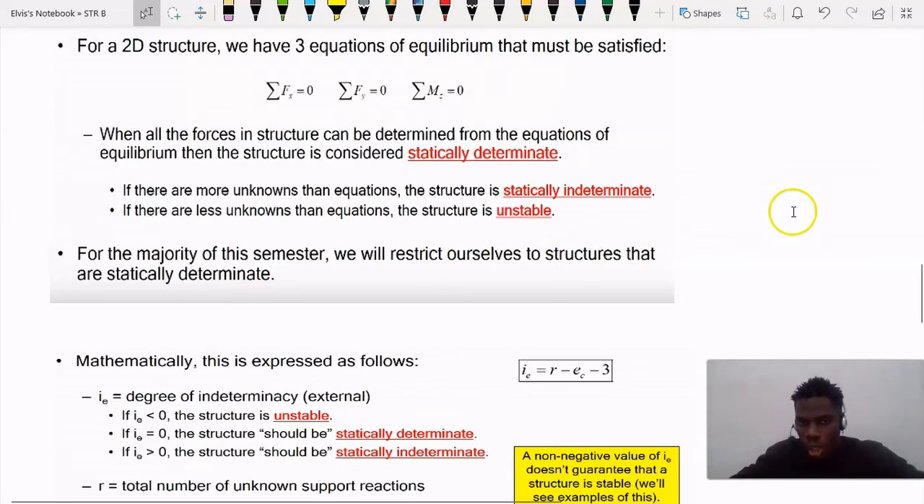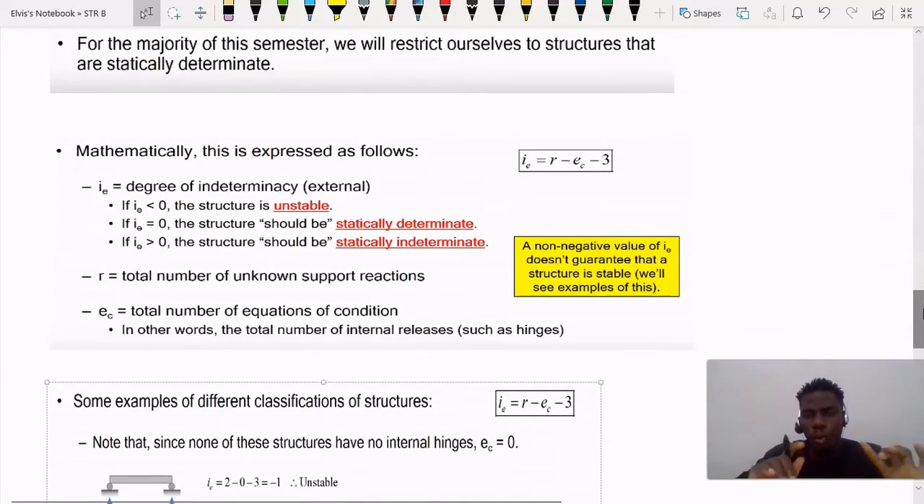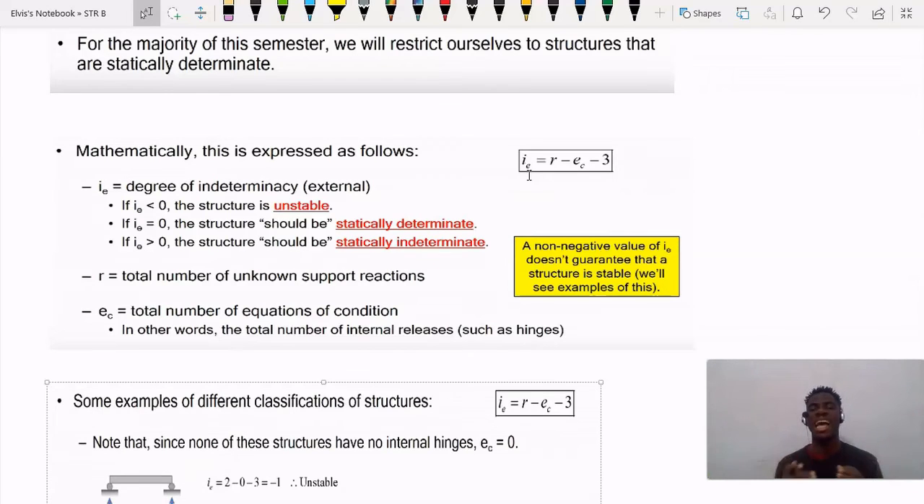Now, guys, mathematically, this is expressed as follows. We are having a notation here. This is what we know as I sub E. This is what we know as the degree of indeterminacy. So, guys, this is external indeterminacy. Now, what do I mean by this?